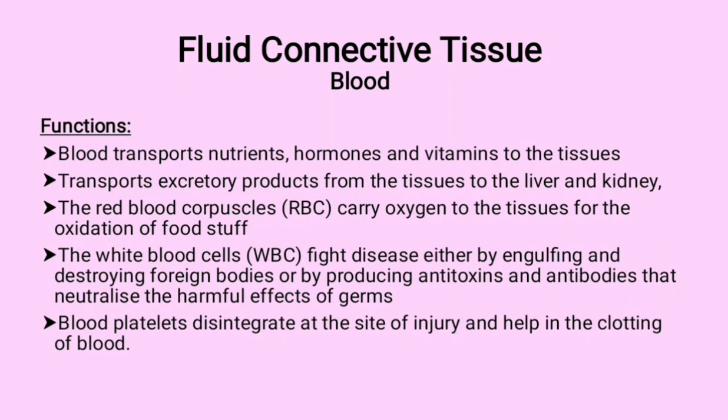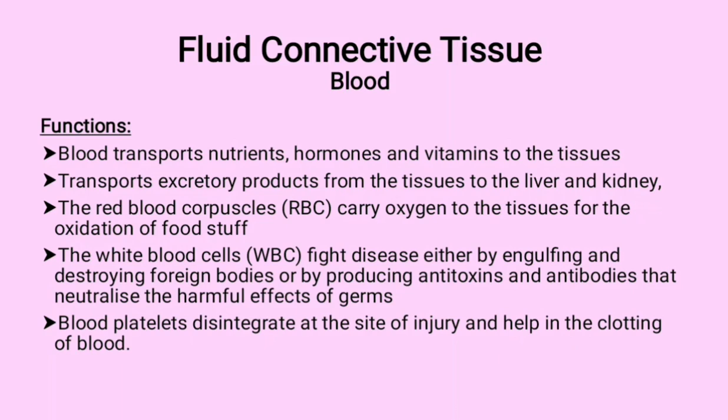Blood occurs in blood vessels called arteries, veins and capillaries which are connected together to form the circulatory system. The extensive branching network of vessels enables blood to reach every part of the body. The main functions of blood are that it transports the nutrients, hormones and vitamins to the tissues and transports excretory products from the tissues to the liver and kidney.